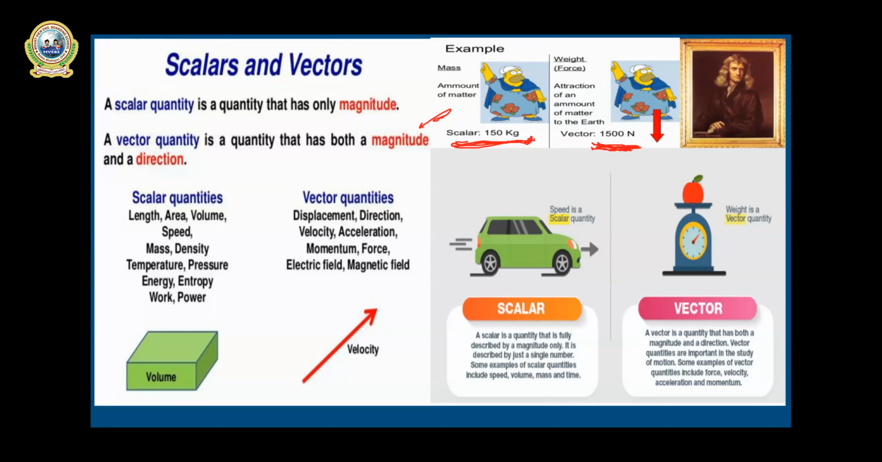The quantity which has both magnitude and direction is vector. Length, mass, density and time are scalar quantities, whereas displacement and velocity are always vector quantities. As for entropy, it is energy related; in certain conditions we'll discuss that later in detail.